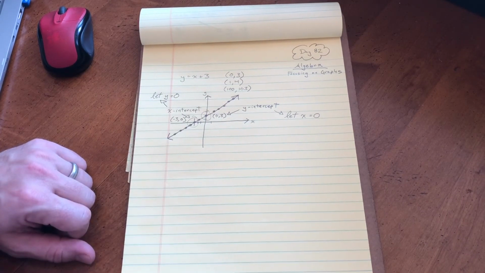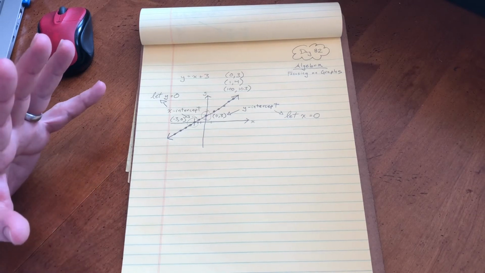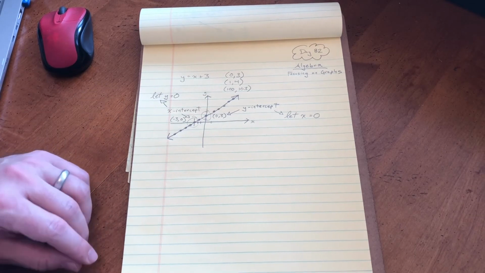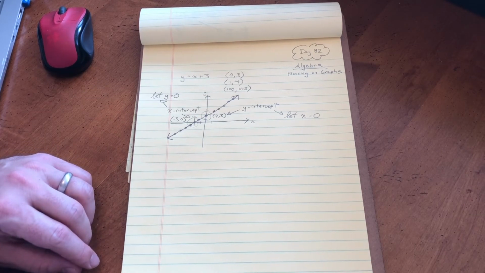This is really important, especially when we're analyzing something in real life, something situational. A lot of times the intercepts are going to represent a beginning and an end to something. Okay, so that's going to be something that we look at as we start doing a lot more word problems.